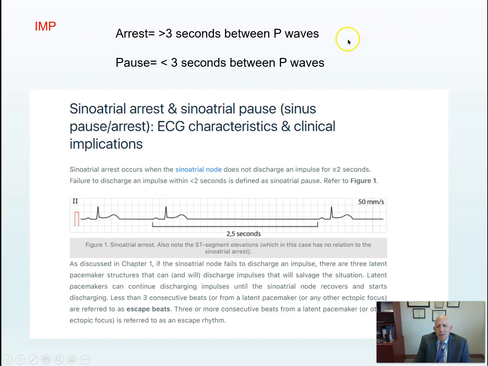And it takes really about 6 seconds of no heartbeat before people are going to start feeling lightheaded and potentially pass out. So you might not notice pauses, but an arrest that's long enough, or multiple periods of arrest within a minute, your cardiac output's definitely going to drop.